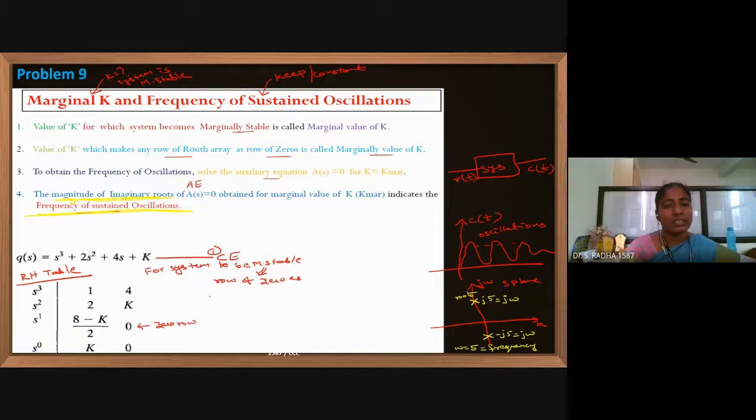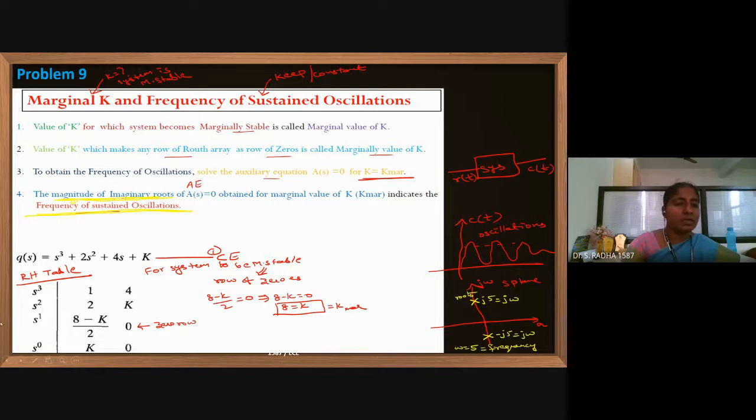In that case, it is 8 minus k divided by 2 equal to 0. Here we will get 8 minus k equal to 0 and k value equal to 8. We are finding k value as per step number 3, which is called k marginal.